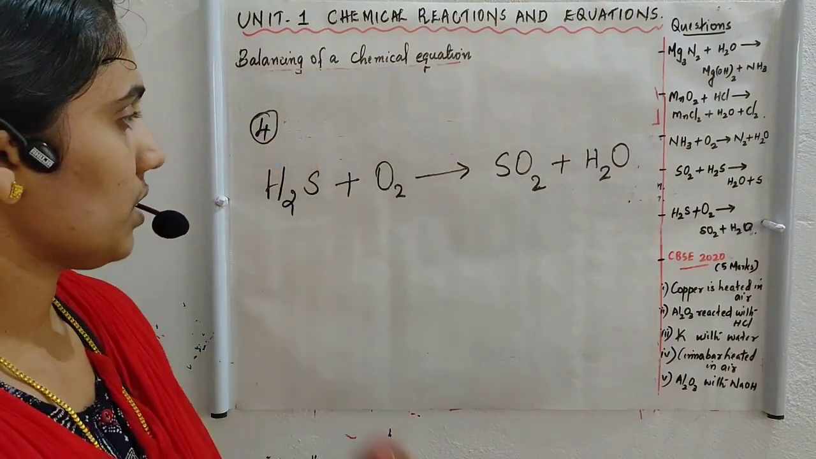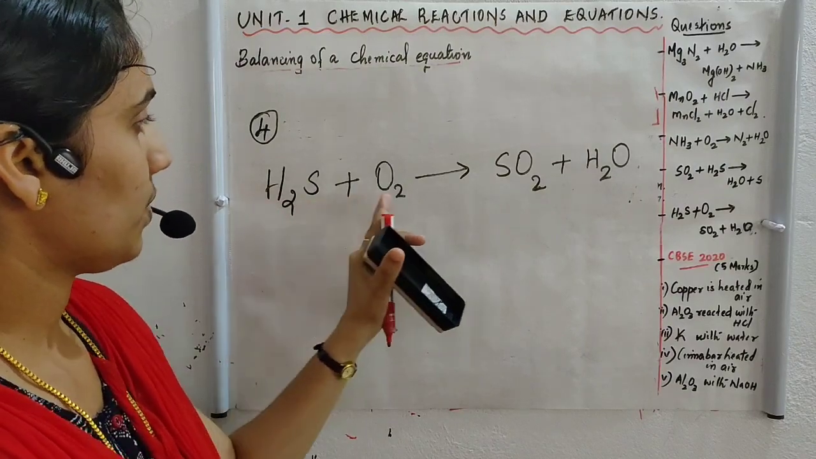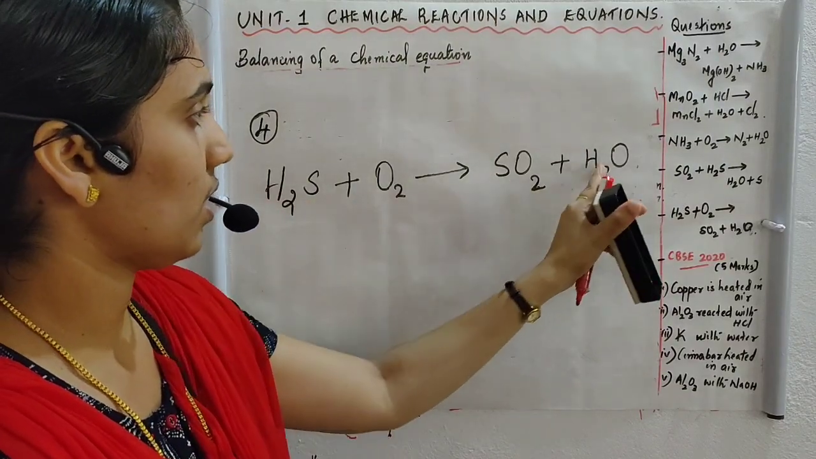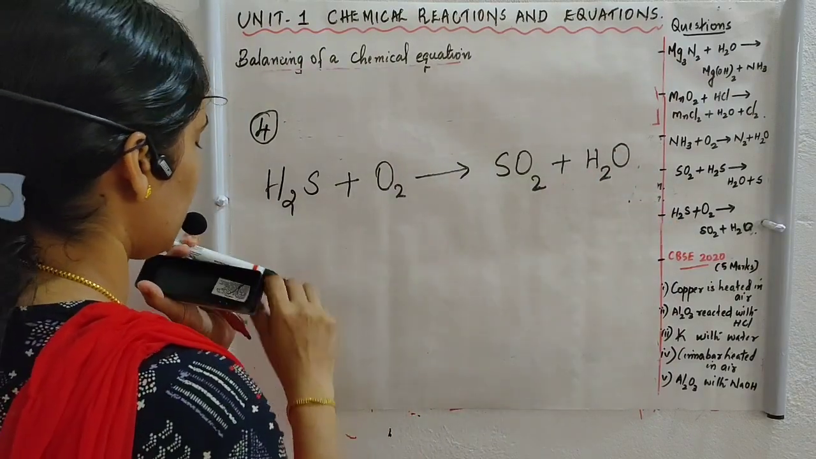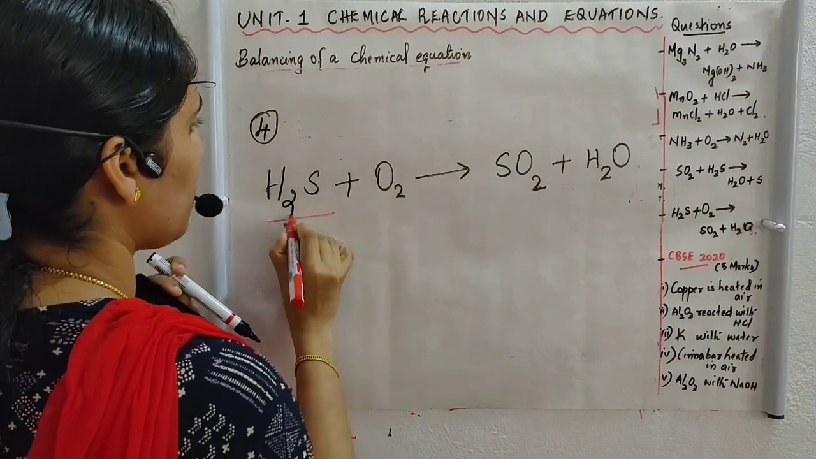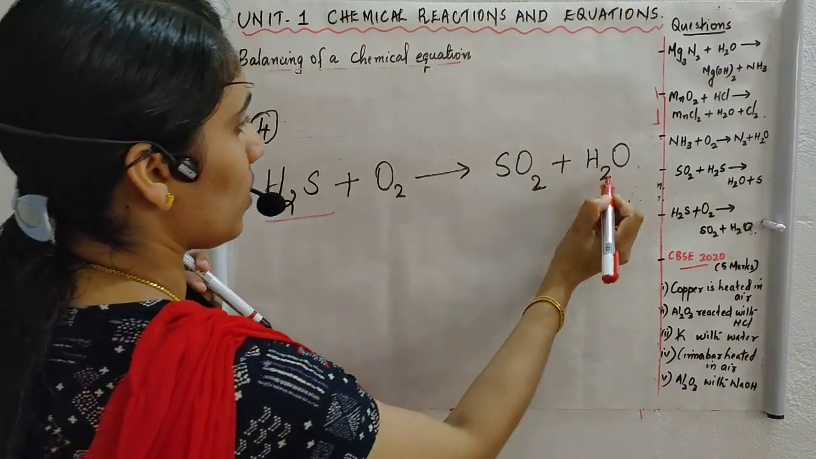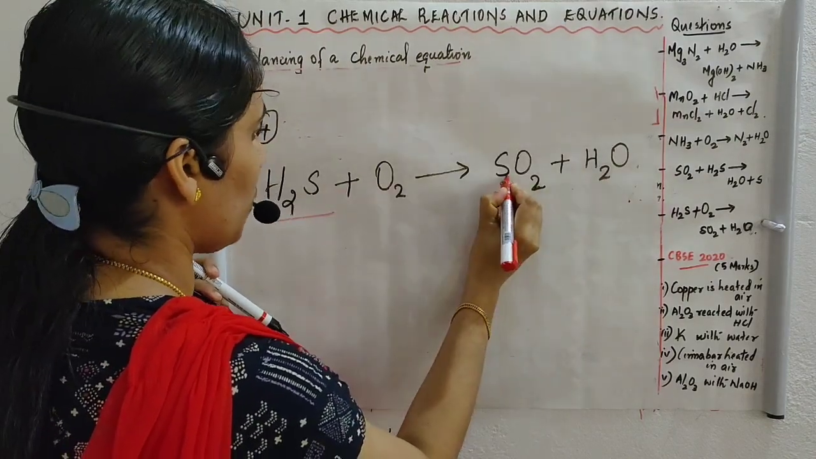So any one equation you consider, that means total number of atoms. Here it is 3, here 2, here it is 3, here also 3. So any one equation you consider. So this one we are considering, hydrogen number here it is 2, this side also 2. Sulfur here 1, this side also 1.